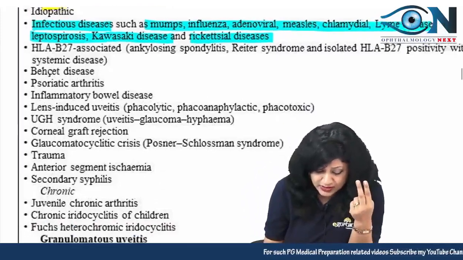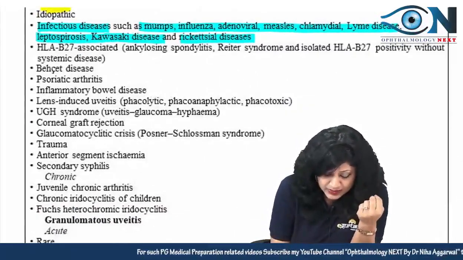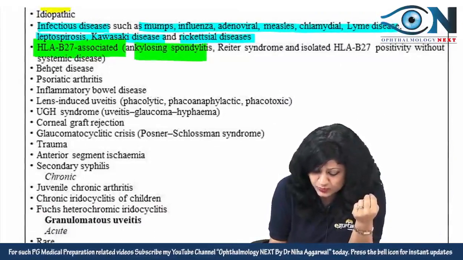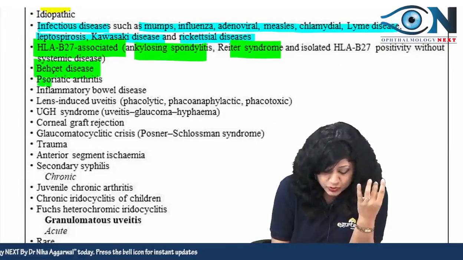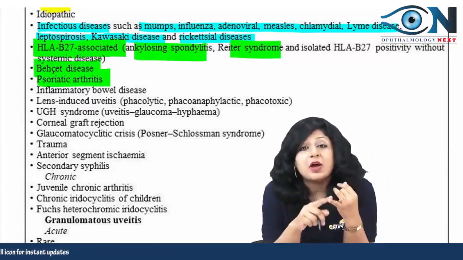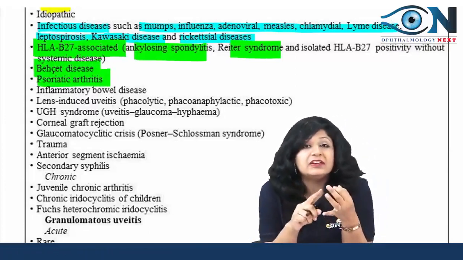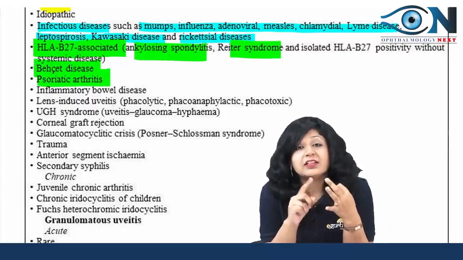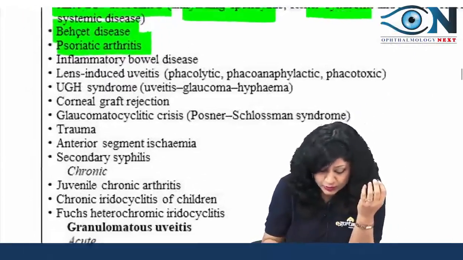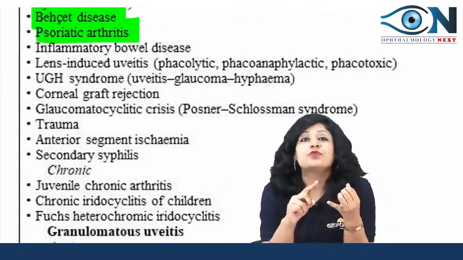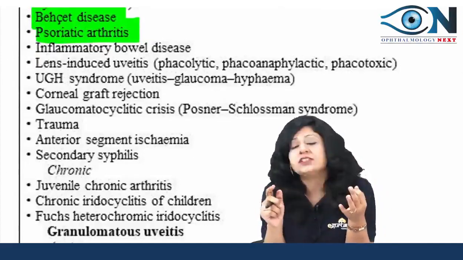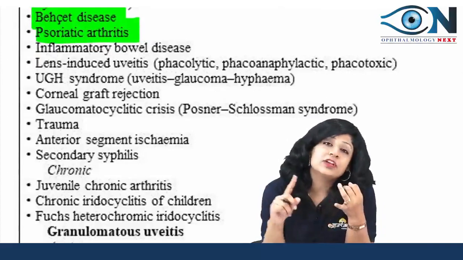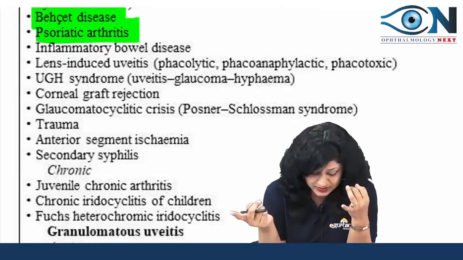Then you have got HLA-B27. HLA-B27 associated ones are ankylosing spondylitis, Reiter syndrome, Behçet's disease, psoriatic arthritis, inflammatory bowel syndrome. Then we read the lens-induced uveitis, in the lens-induced glaucomas also. Then you know the syndromes like we have Fuchs uveitic syndrome, we have got glaucomatocyclitic crisis, UGH syndrome. UGH syndrome you read in the post-operative complications of the cataract surgery.